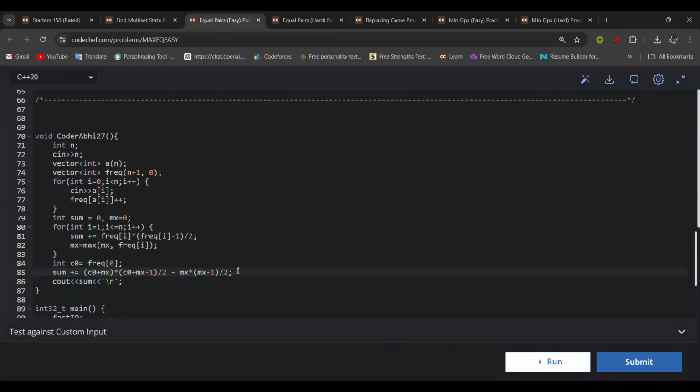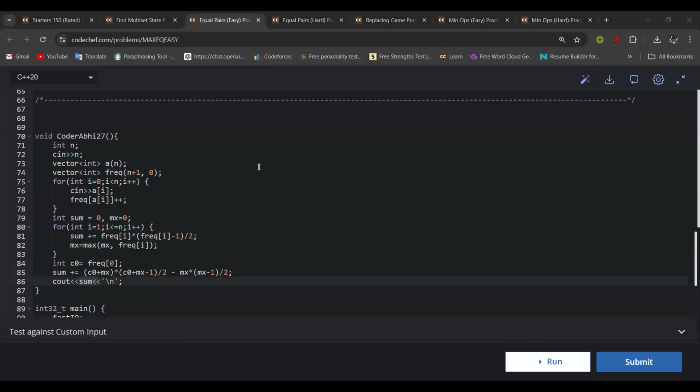So basically, I have incremented the frequency of mx to mx plus c0. I have added the frequency of c0 to mx. So I removed this value and added this value. So my sum is now updated. So this would be my final answer. I hope the logic is clear for this easy version of the problem.